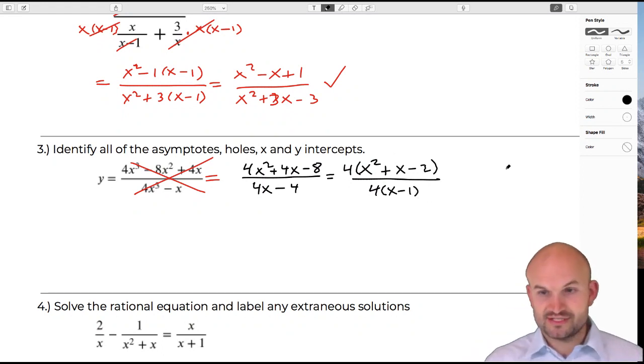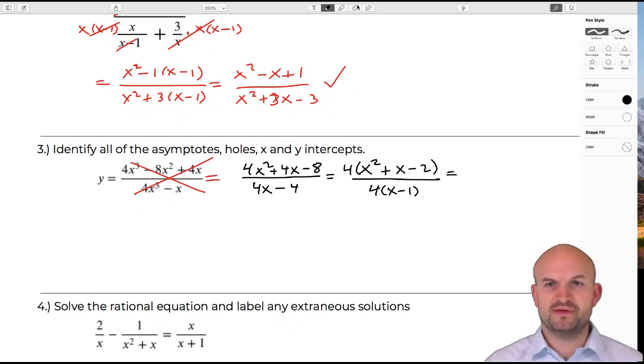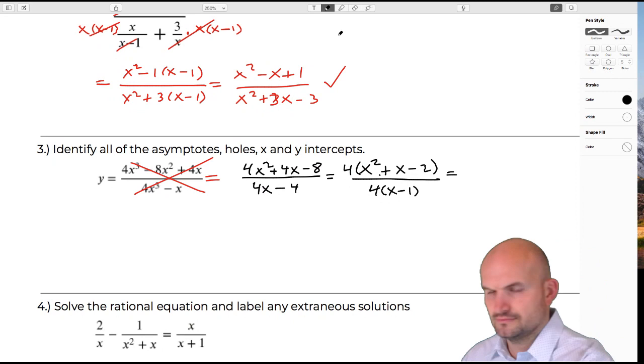Now, I can factor this one more time. Let me do this in blue so that people can understand the difference. Sorry, guys. You got me. I'll be right back.